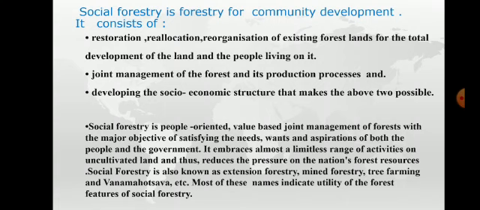Social forestry is also known as extension forestry, mini forestry, tree farming, and Vanamahotsava, etc. Okay. So most of these names, what are they indicating? They are indicating the utility of forest features of social forestry. Okay, so by planting trees on the wasteland, people can make use of the forest there. Understood? So that they will not destroy much of the nation's forest resources.